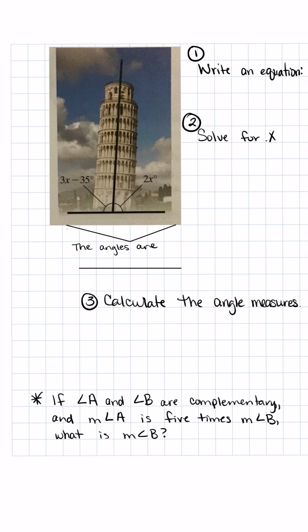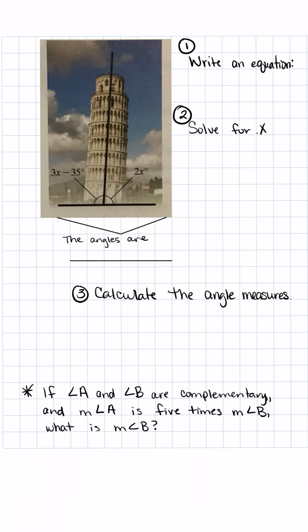So now let's check this out. This is a little bit hard to read here, but this is the Leaning Tower of Pisa. If you look at this bottom right here, it's going to be a straight line. It's going to be supplementary. These two angles, when we add them together, are going to be 180 degrees because that is a straight line.